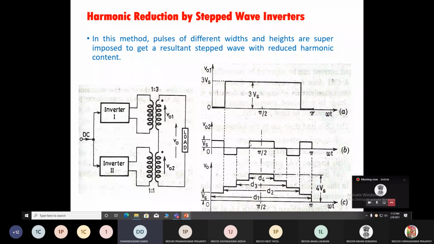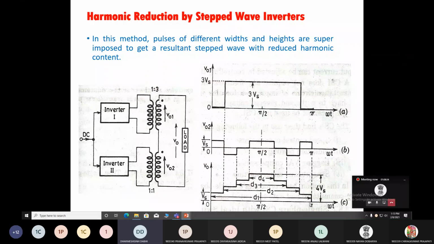After that, V02 becomes Vs. Your V01 is as it is, sorry, 3 Vs. So 3 Vs plus Vs is 4 Vs. Same way, from angle 90 to 180, this voltage decreases. So if you see the resultant voltage in a half cycle, it becomes nearer to the sine wave. It looks like a sine wave. Not an exact sine wave, but it looks like one. So by this technique, you get the output voltage more and more near to the sine wave.